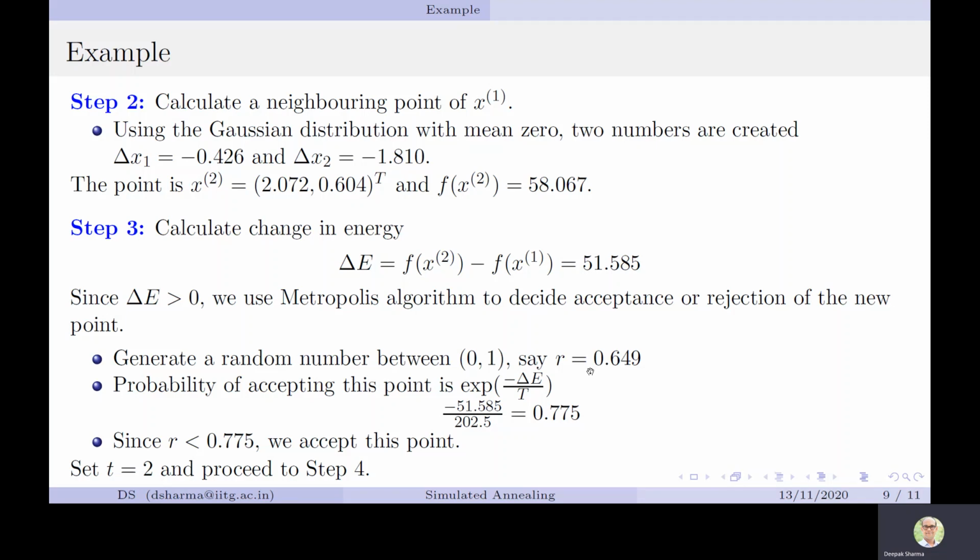Now here we generated a random number 0.649. Since this R is smaller than 0.775, this means we should accept this point according to the simulated annealing algorithm. And then we set T equal to 2 and we proceed to step number 4.